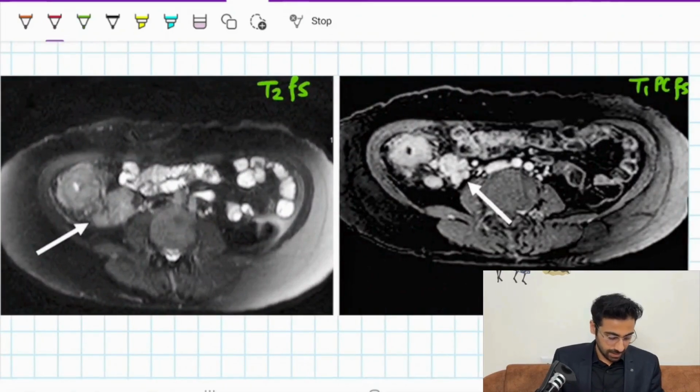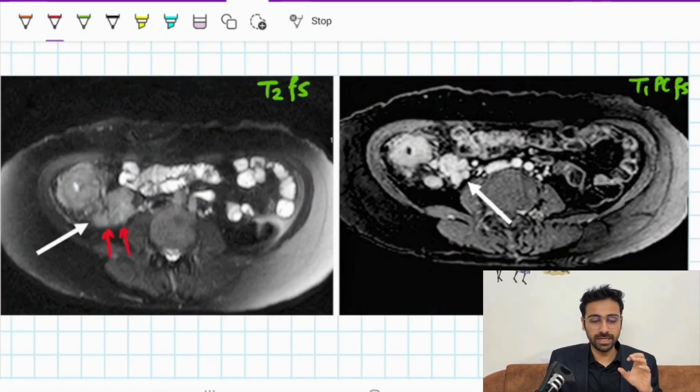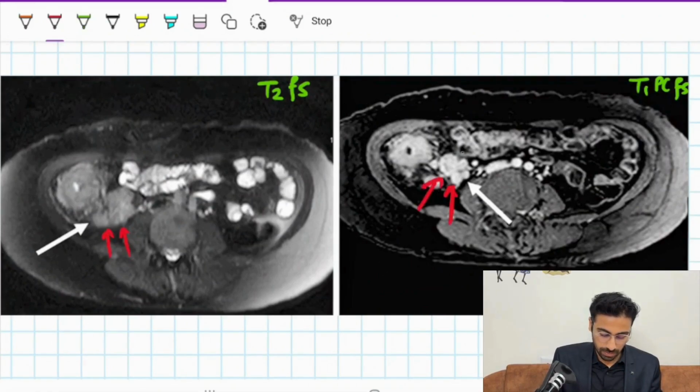Now this case, you can see here that in the right iliac fossa on T2 fat sat, there is a conglomerated lymph nodal mass. On T1 post contrast fat sat image, these are showing heterogeneous enhancement.